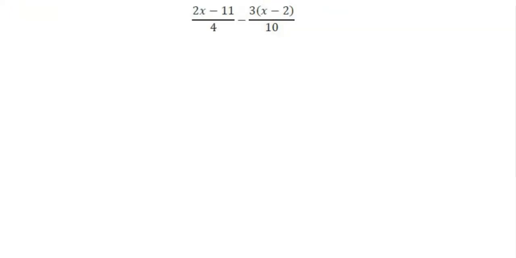All right, let's move on to number 9. 2x minus 11 over 4 minus 3 times x minus 2 over 10. I want you to do this one on your own. So I want your teacher to give you about 5 minutes to work the problem. Once 5 minutes is up, you're going to find out what your homework is for the weekend.